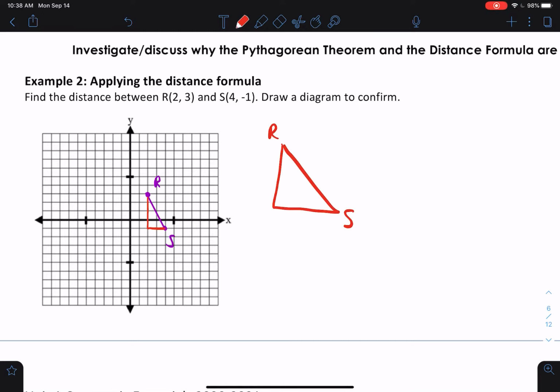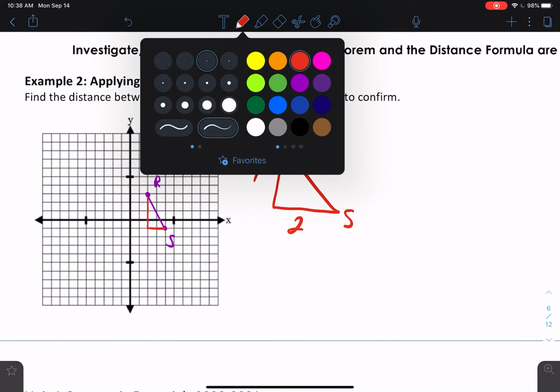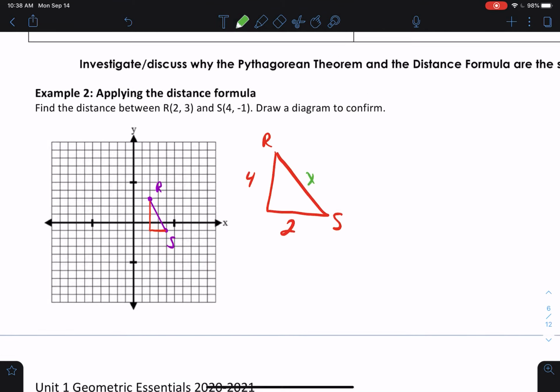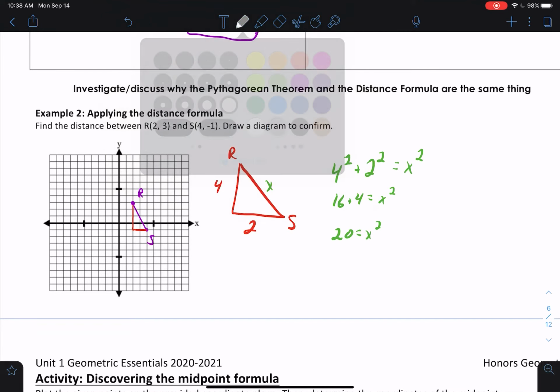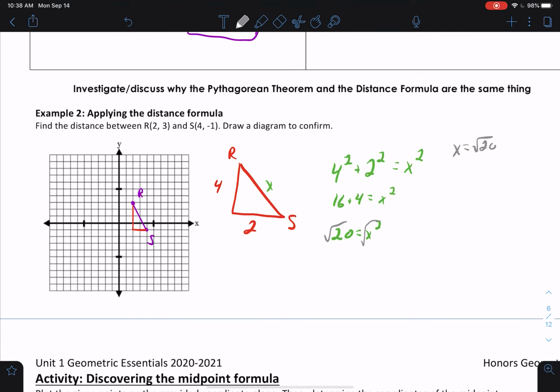All right, the height, 1, 2, 3, 4. The base, 1, 2. RS, that's what I'm trying to solve for. So I've got 4 squared plus 2 squared is equal to x squared. 4 squared is 16. 2 squared is 4. So 16 plus 4 is equal to x squared. 20 is equal to x squared. So next step, we are going to square root both sides. So x is going to equal the square root of 20.